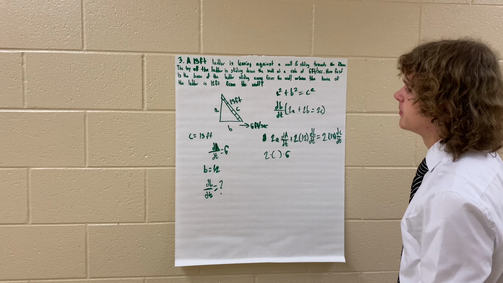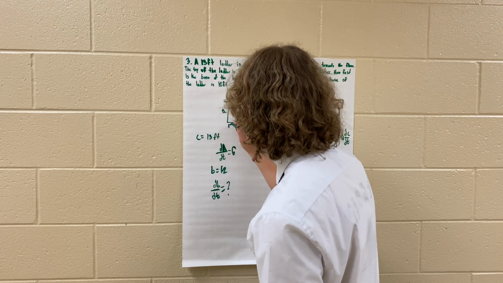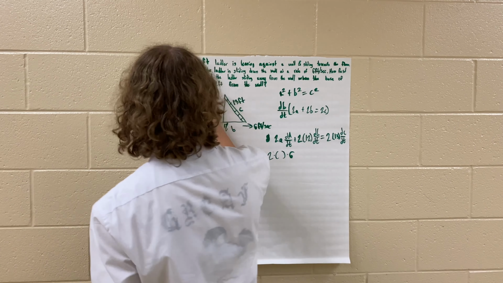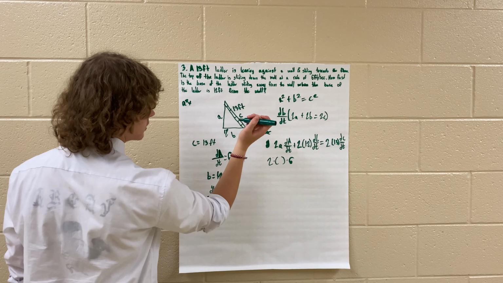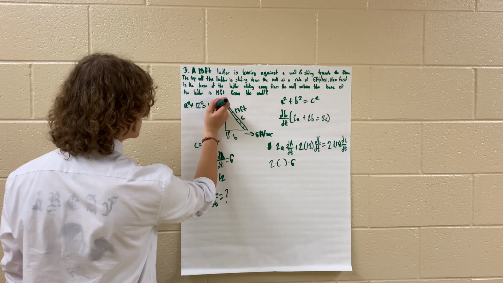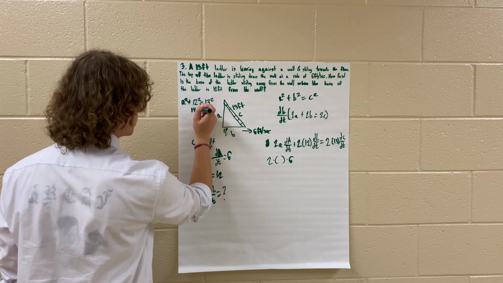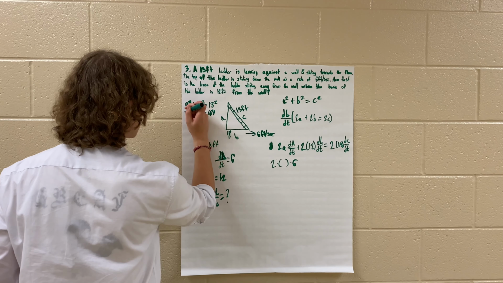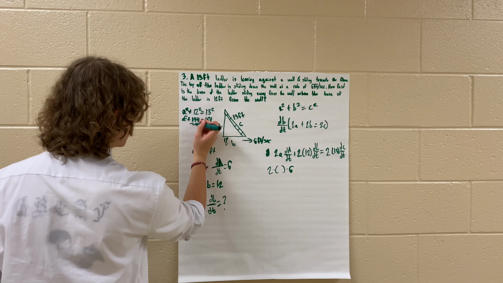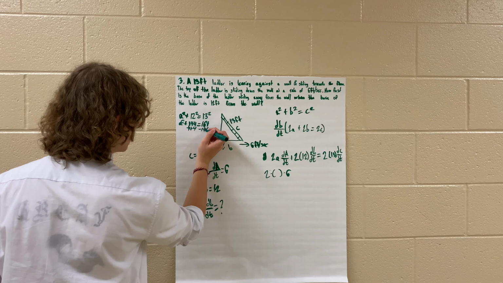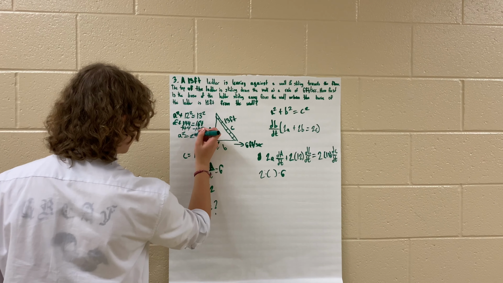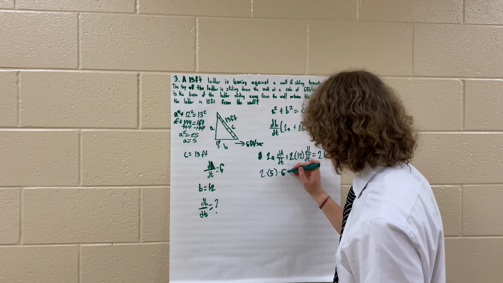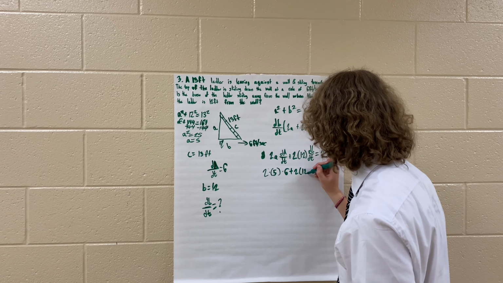And since I need to find a, and I'm already given 13 and 12, I could use the Pythagorean theorem to find a. So it would be a squared plus 12 squared equals 13 squared, which is 144 plus a squared equals 169. If I do the math, this is just a squared equals 25, so a equals 5. So now I can plug in my 5, and then add the 2 times 12.